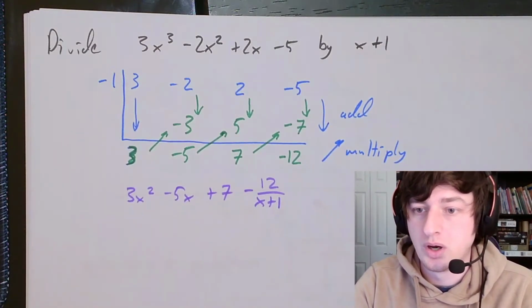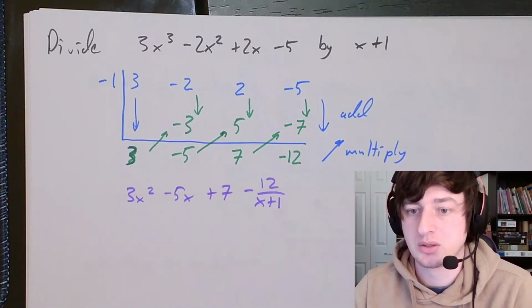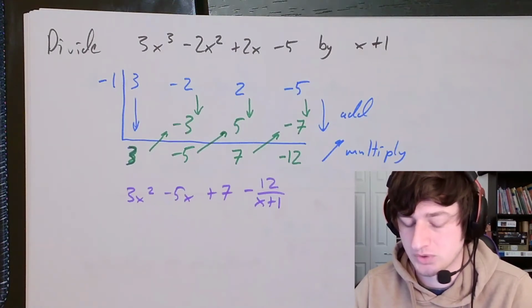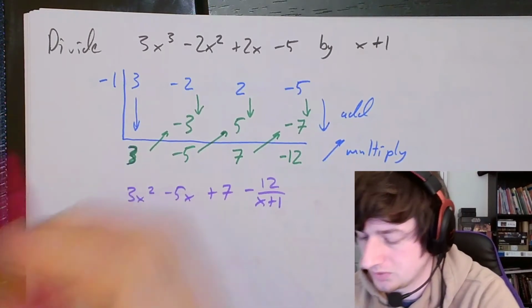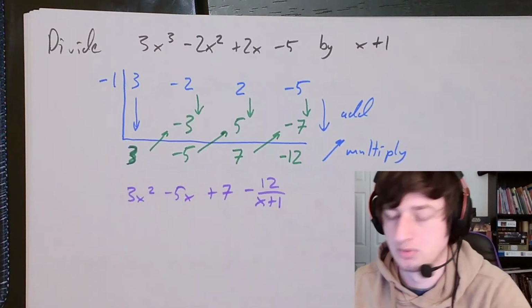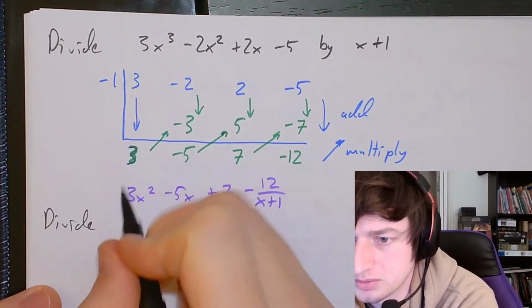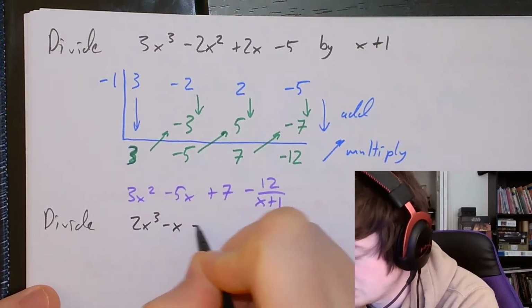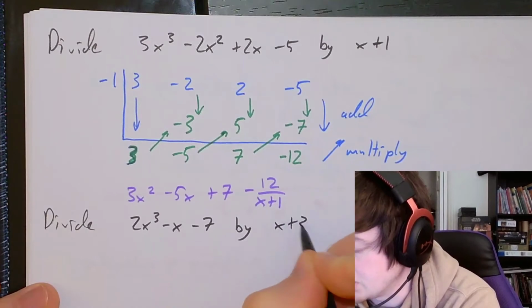Let's do one more, except I'm not going to write any of the arrows. I'm going to write it in the way that I would normally write this kind of problem. Okay, so we're going to divide 2x cubed minus x minus 7 by x plus 3.